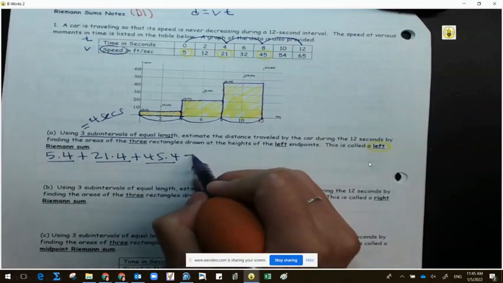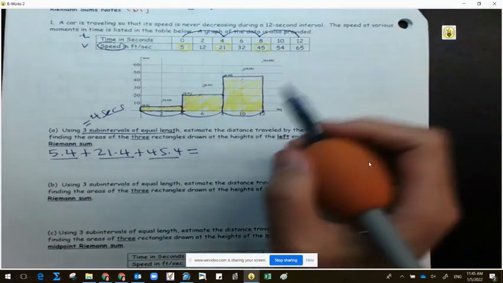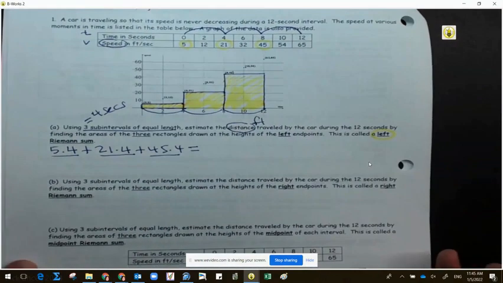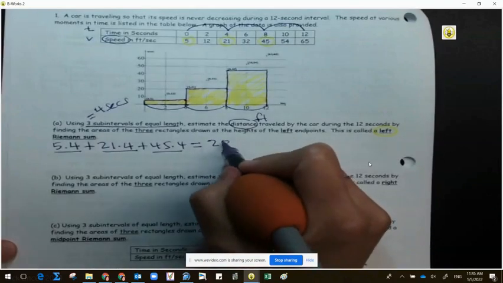Everyone good on that? All right, let's compute what we have when I put this in the calculator. Your quiz on Friday, your calculator will be allowed. And we're looking at distance, so our answer must be in feet. If you have it computed, just shout it out. 284.